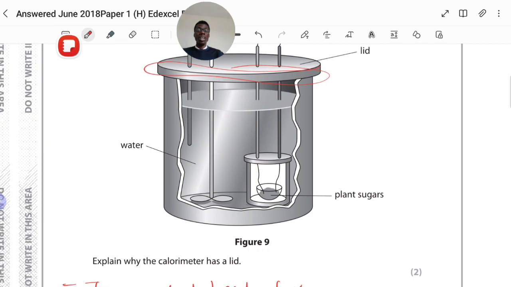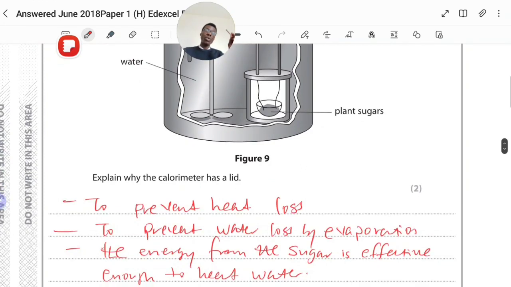But if you open it up, then the heat will not be retained. So the effect of the heat from the sugar will not be able to go around there, which is not what we really want. So the lid is there to cover it, to prevent heat loss, to prevent water loss also by evaporation, and to retain the heat in that calorimeter so that it can be effective enough.